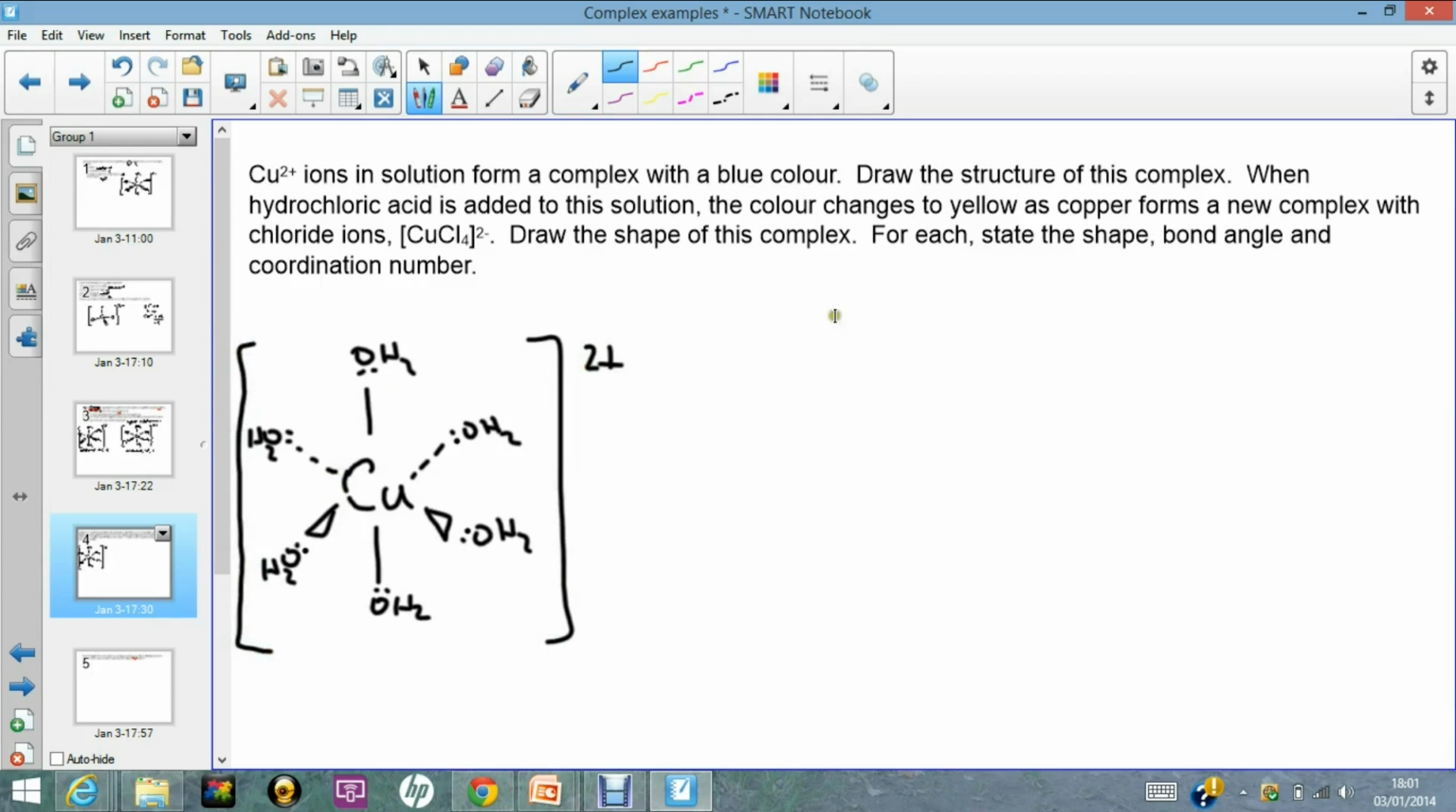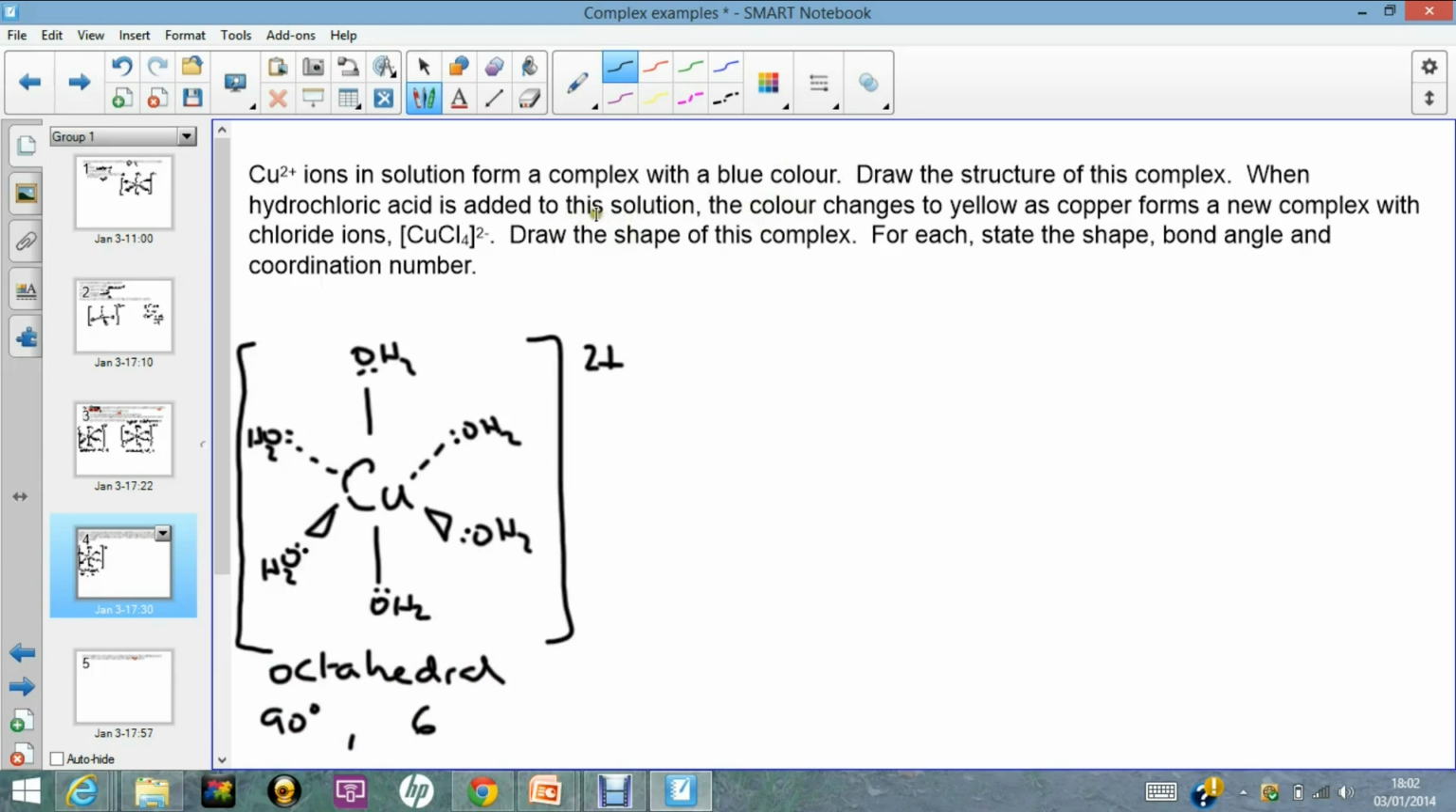Okay, for this one, if we come to the end of the question, and it says for each state, shape, bond angle and coordination number. So, shape is octahedral, bond angle 90 degrees, coordination number 6. Then we're going to come back up to the question.